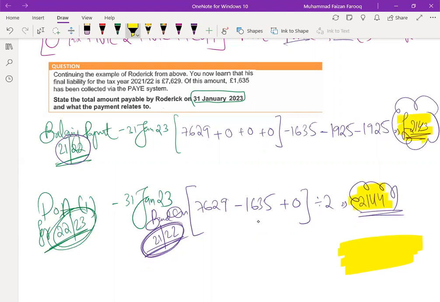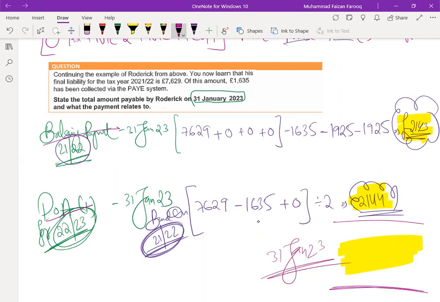Why? Because he is not asking you to tell the balancing payment amount, or the POA1 amount for the upcoming tax year. No, he is asking you, please tell me on 31st January 23 the total payable amount, or total payout to HMRC from your pocket, will be how much? So we said it's 5141. Any confusion? No, no confusion.